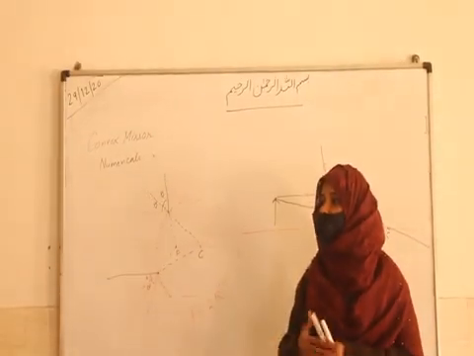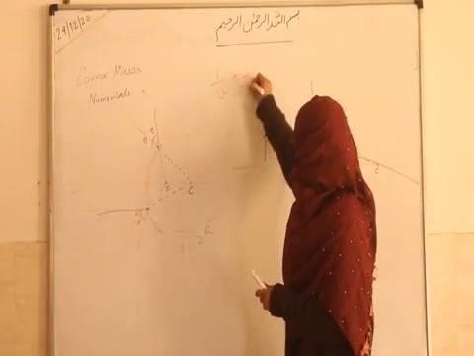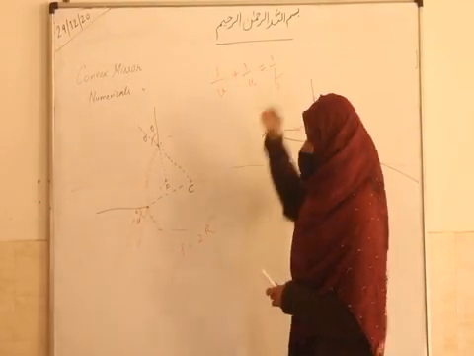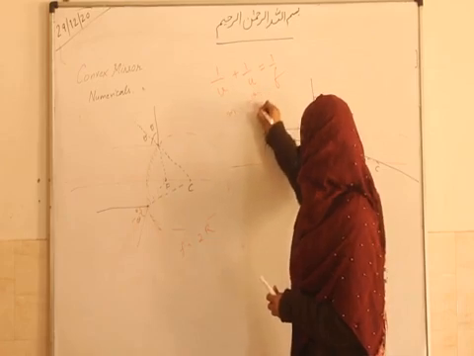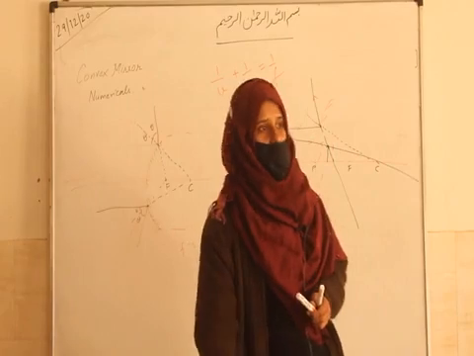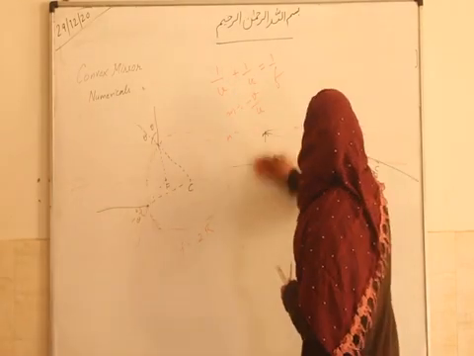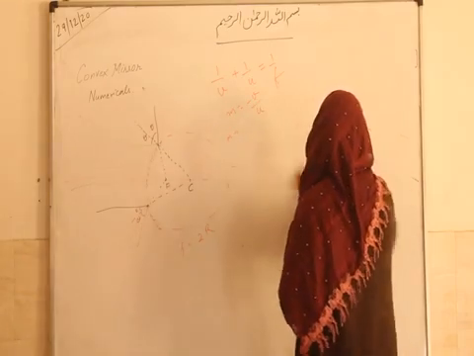Now we have a mirror formula. What is that in mirror formula? 1 upon v plus 1 upon u is equals to 1 upon f. And magnification formula is what? Minus v upon u. And magnification can be found out in terms of height also. Image height upon object height.